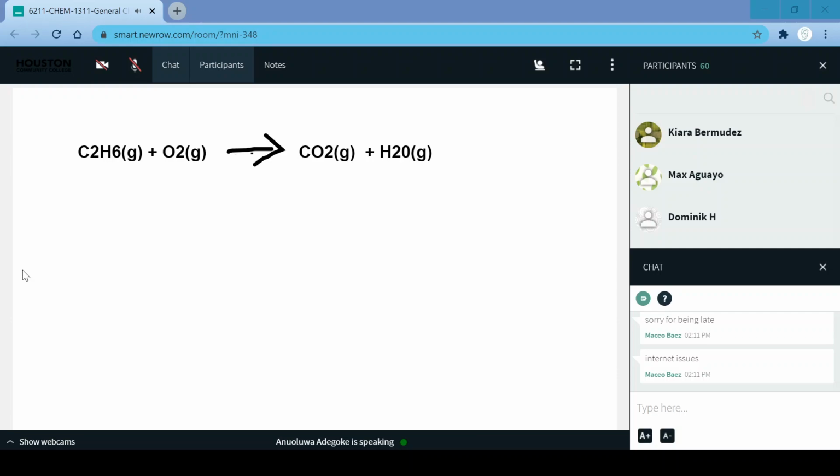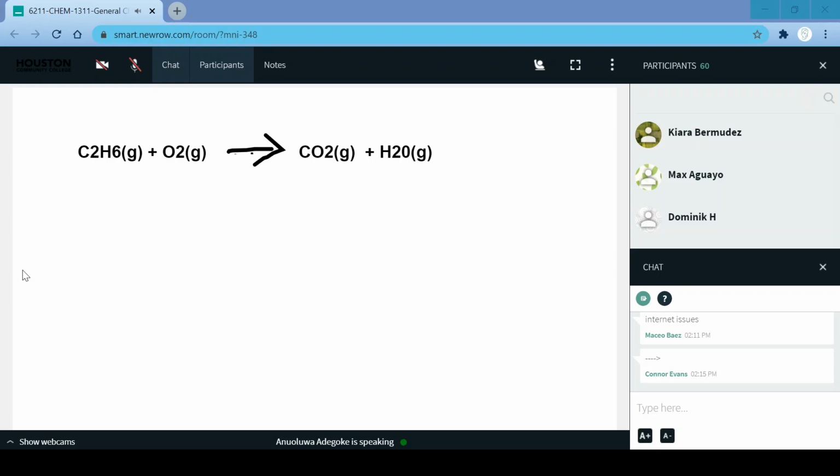So if you are given this type of reaction and you are told to balance, this equation is not balanced. This is an equation for the reaction between ethane. Ethane is the second member of the alkane series. It's a hydrocarbon, reacting with oxygen in the presence of heat to give us carbon dioxide and water.